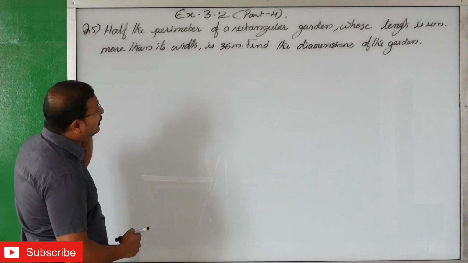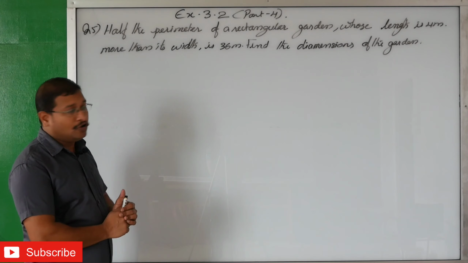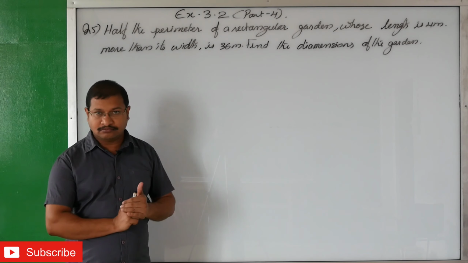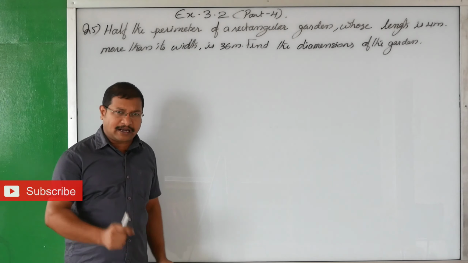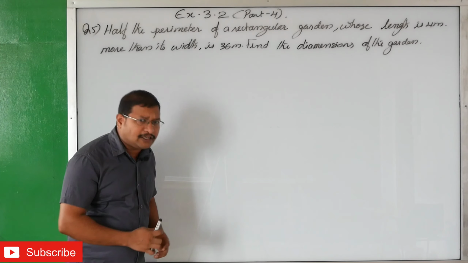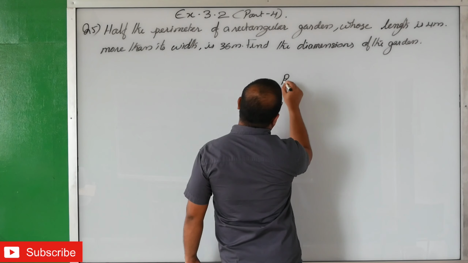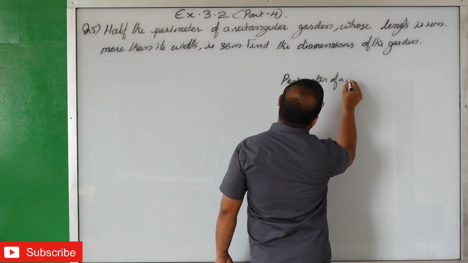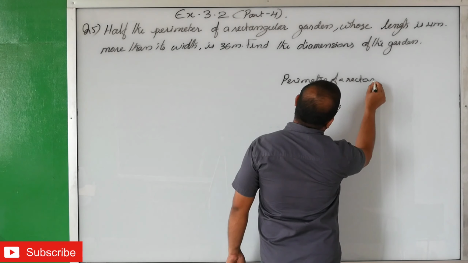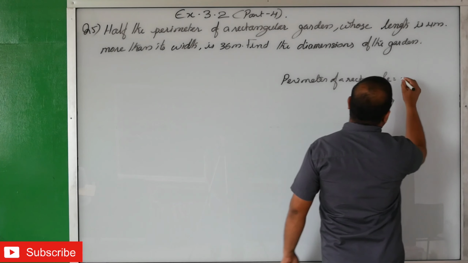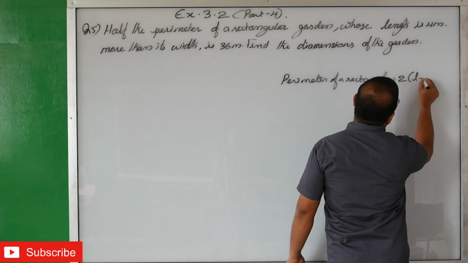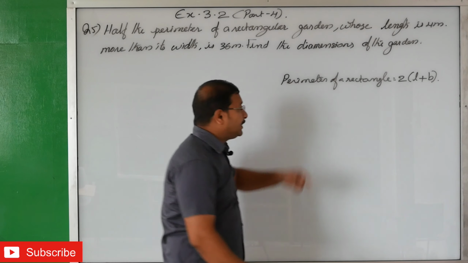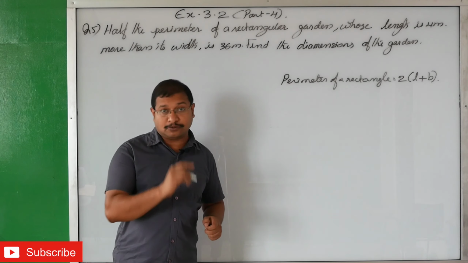Half the perimeter of a rectangular garden whose length is 4 meter more than its width. Before doing this one, let us see the perimeter of a rectangular garden. What is the equation for the perimeter of a rectangle? 2 into length plus breadth. So the perimeter of a rectangle is 2 into length plus breadth.